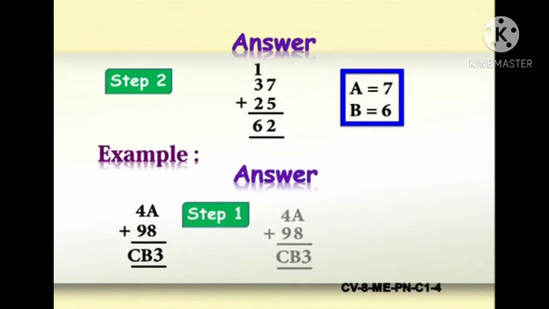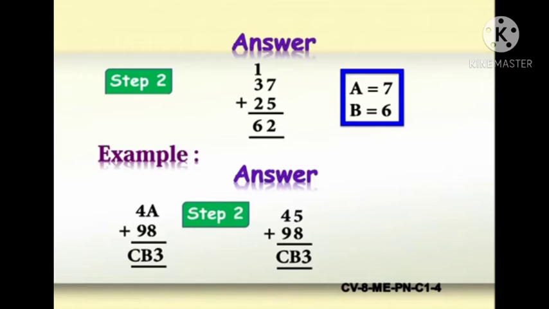Step 1. The addition of A and 8 is giving 3 in the units place. This is possible only when digit A is 5. In that case, sum of A, that is 5 and 8, will give 13 and 1 will be the carry for the next step.